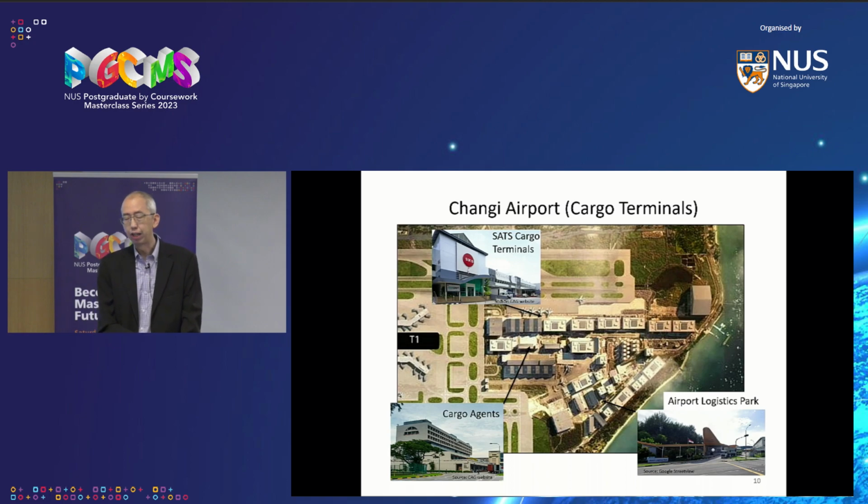So these are where all the cargo agents break down cargo and repack the cargo within the cargo handling area. And then Singapore also has the Airport Logistics Park, which is at the bottom of the picture. So you have a lot of logistics companies that do a lot of logistics operation in the Airport Logistics Park.